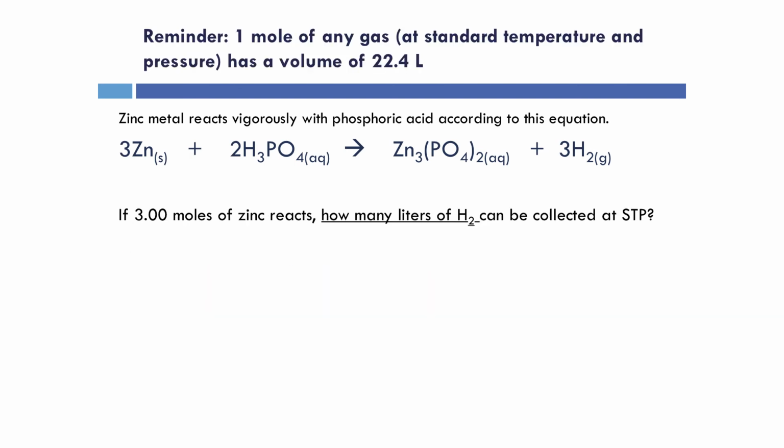Here's another problem for you to try, so just pause the video and come back when you're done to check your answers. In this case, we're going to be looking for liters of H2, and you're going to want to remember that 1.0000 moles equals 22.40 liters of gas at standard temperature and pressure.